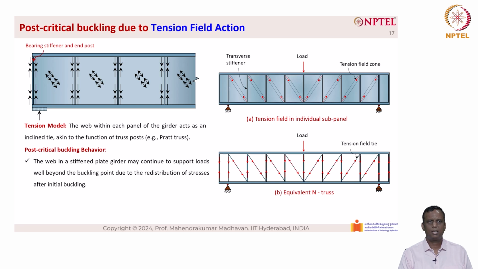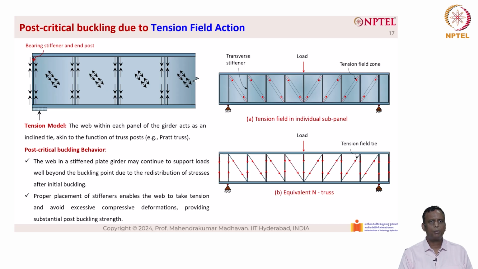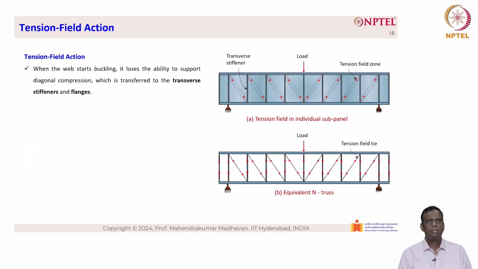So the post-critical buckling behavior can be described as the web in the stiffened plate girder may continue to support loads well beyond the buckling point due to the redistribution of stresses after initial buckling. Proper placement of stiffeners, which I have described previously, basically the spacing between the stiffeners should be such that it is equal to the depth of the girder, enables the web to take tension and avoid excessive compressive deformations, providing substantial post-buckling strength. So the tension field action.